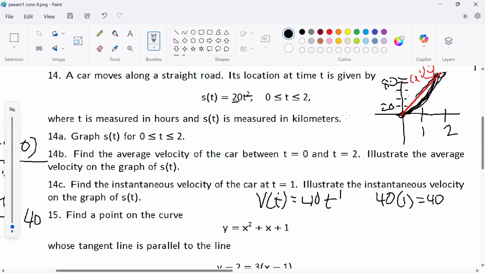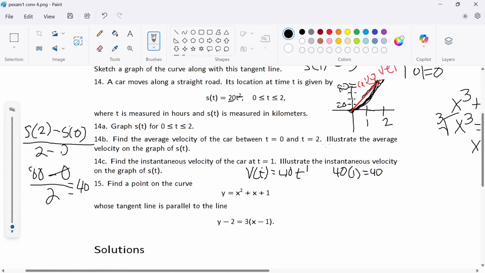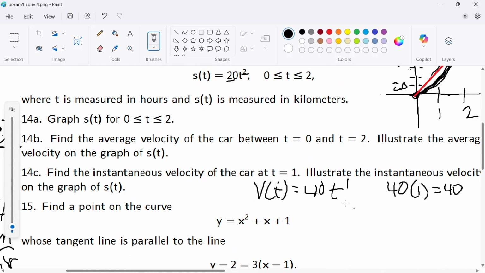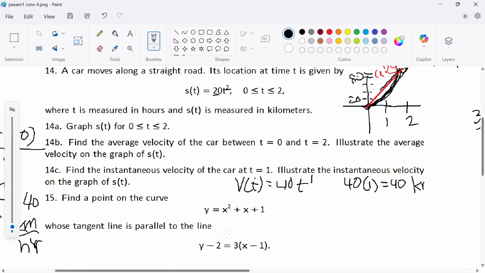And by the way, it's not just 40. Where did I do this one? It's 40, is this kilometers, miles? Kilometers. So 40 kilometers per hour is the average, and 40 kilometers per hour is the instantaneous. Well, I know that the instantaneous, I'll do this one in blue, has to have the same slope as the average because they're the same. So I'm going to go like this. And there it is.